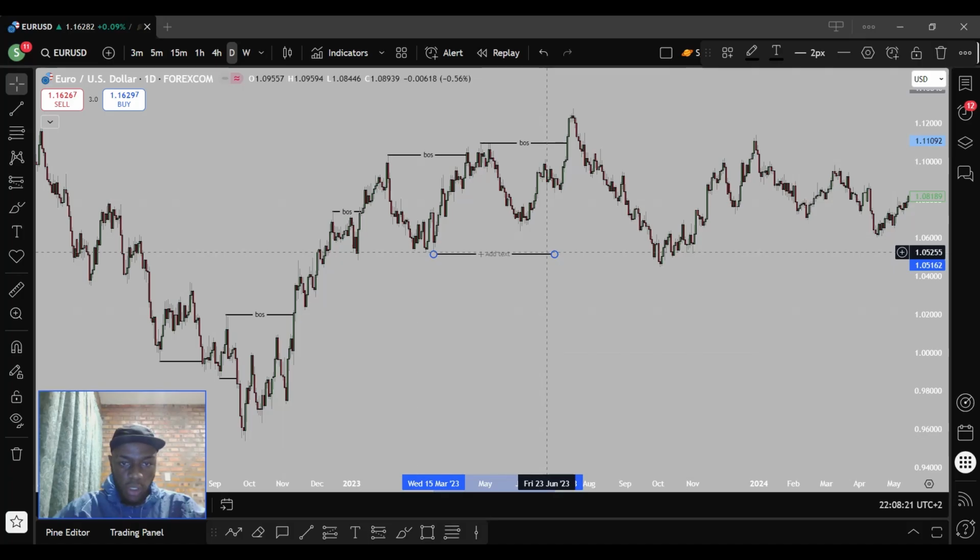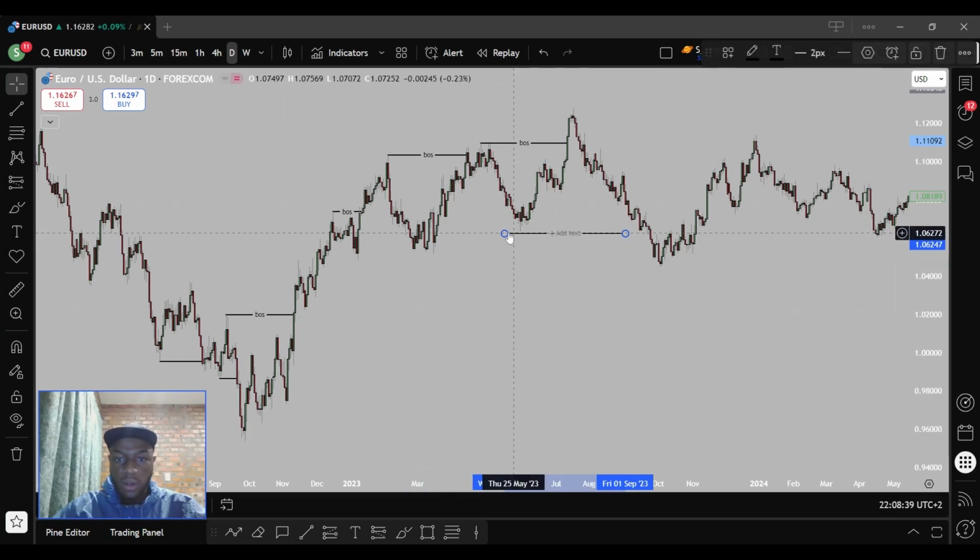I want you to pause this, be honest with yourself, and ask yourself, between these two structures here, which one is a higher low based on what we said? I'm going to give you 2 seconds. Hopefully you said this one. Because why? What is a higher low?